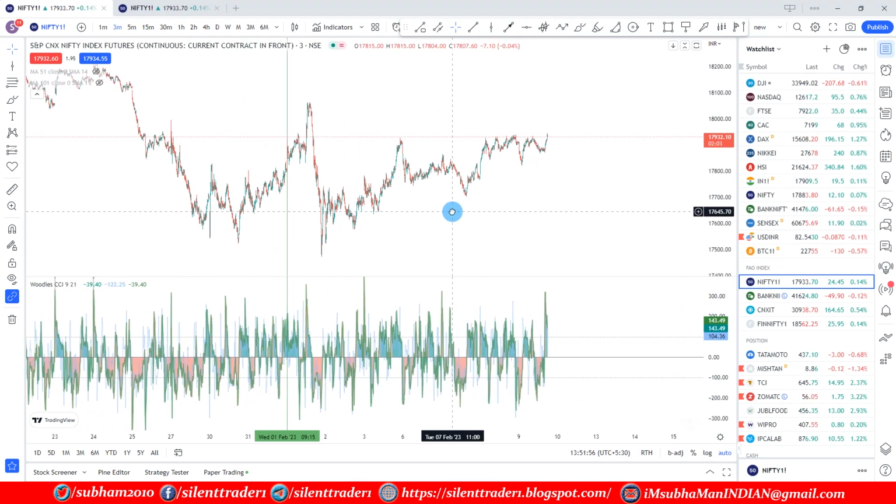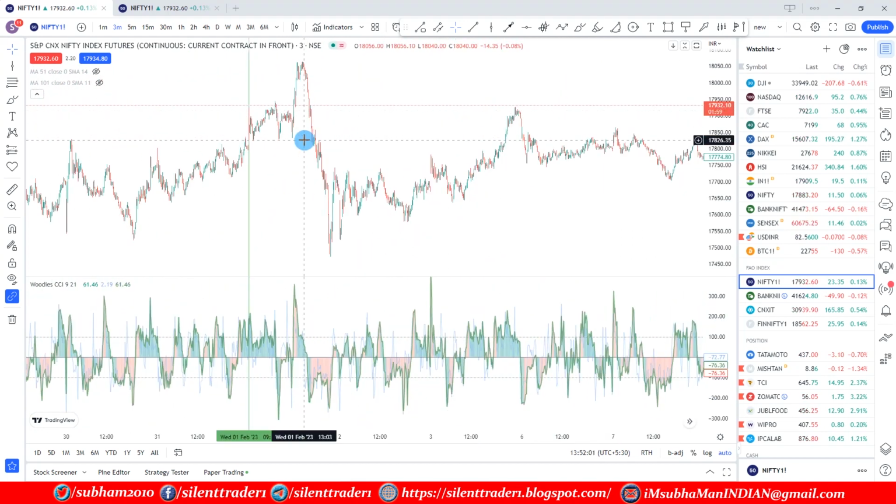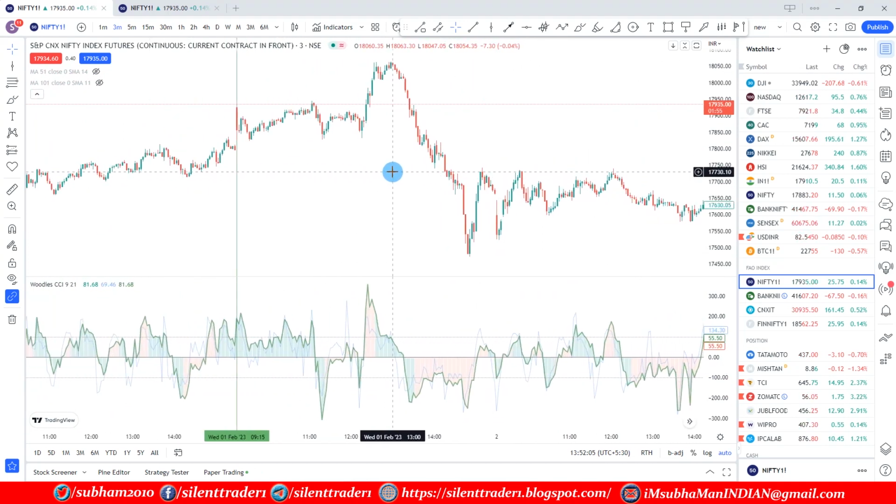Always our target is to find the 2 major hooks above the CCI 0 line and below the 0 line, and we'll compare with the price or candle patterns. Let's start.